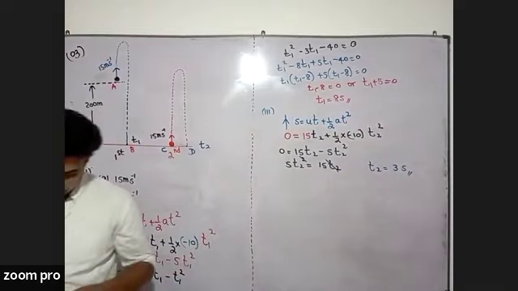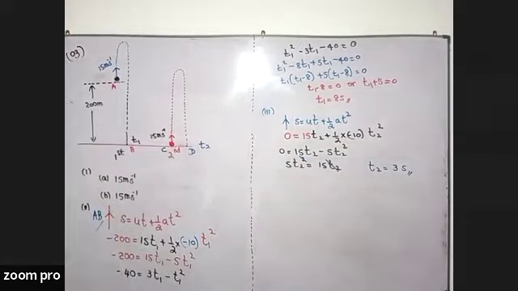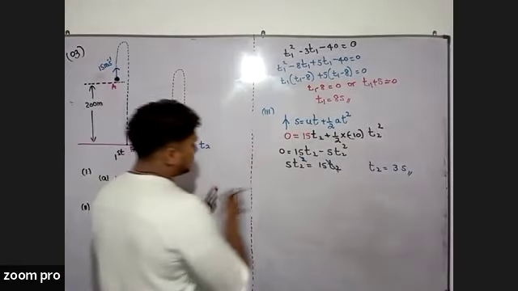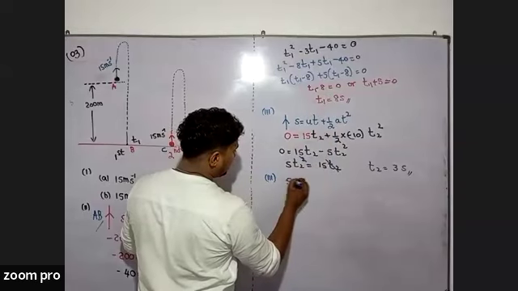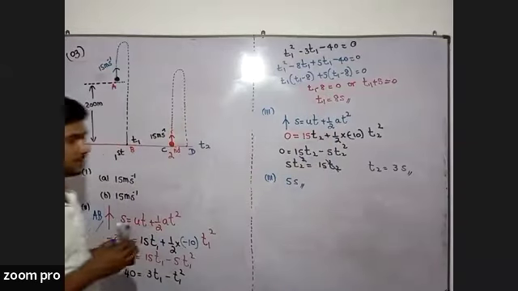What is the time difference between the second and the third? That means 3 and 8. So the answer should be 5 seconds. This is the time difference.